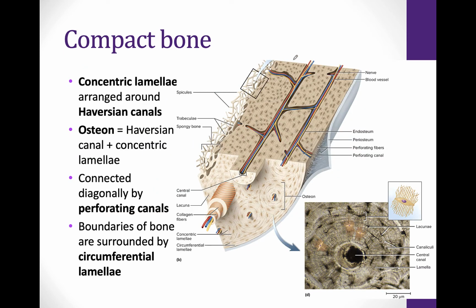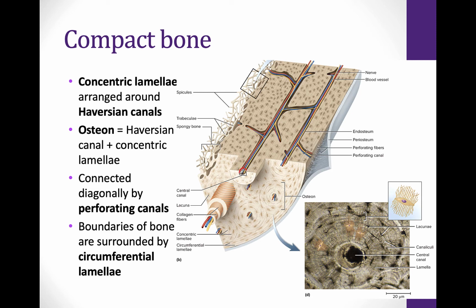We have two types of bone tissue. The first is called compact bone, and this creates that kind of outer shell of most of our bones. Compact bone is made up of sheets of bone called lamellae, and so you can see these kind of sheets being laid down here. Concentric lamellae form around Haversian canals.